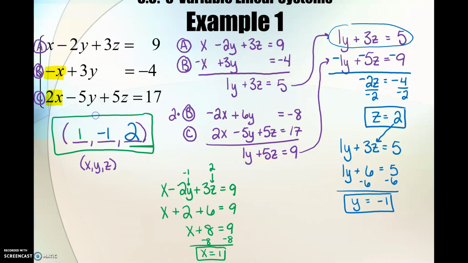So the final solution for my system is 1, -1, 2. X equals 1, Y equals -1, Z equals 2. Okay, to recap everything we did, we started with the first two, eliminated X, put that on the shelf. We picked two different equations, eliminated X again, put that on the shelf. We take these two equations that don't have X and eliminate to get Z. Then we plugged that in to get Y, and then we plugged both of those in to get X. It's eliminate, eliminate, eliminate, substitute, substitute. It's just like a five-part problem. No big deal.